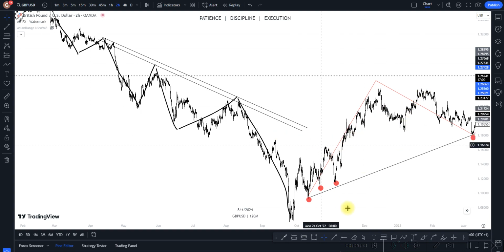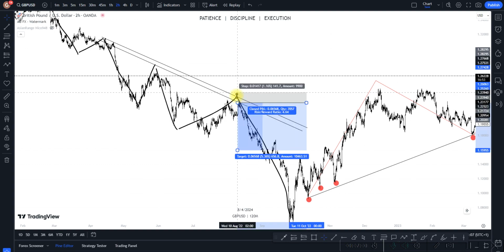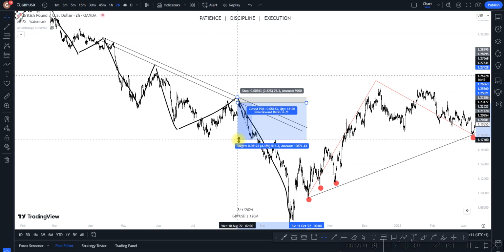So that is just how to take a sell using the support and resistance level. Take a sell, use this high as my stop loss and this low as my take profit. This is a very quick 1 to 6 RR trade. So you can do the same here and the same here.